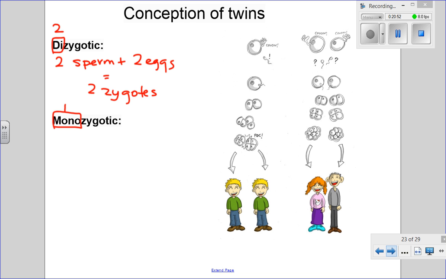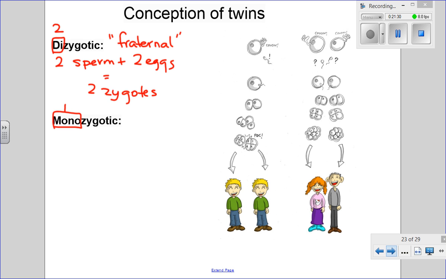So dizygotic twins are in the very rare case where a woman has released two eggs. There are always more than two sperm. If there were only two sperm, it would be a crazy, ridiculous scenario. There are hundreds of thousands of sperm at a time. But the woman would have to have released two eggs at the same time. If two sperm fertilize two separate eggs, then you can have two separate zygotes. Dizygotic twins are what we would call fraternal.